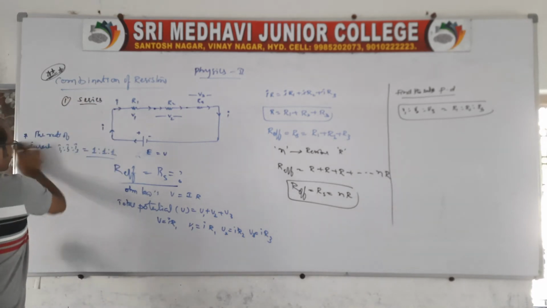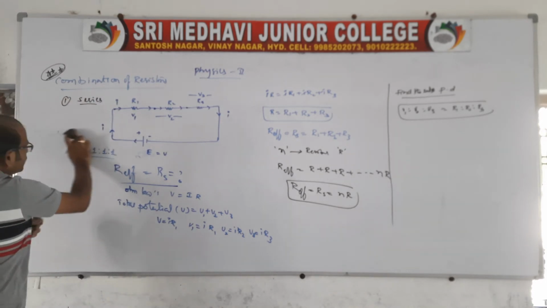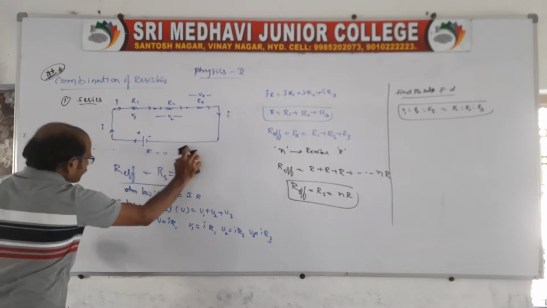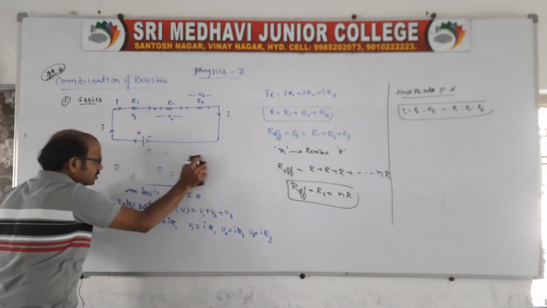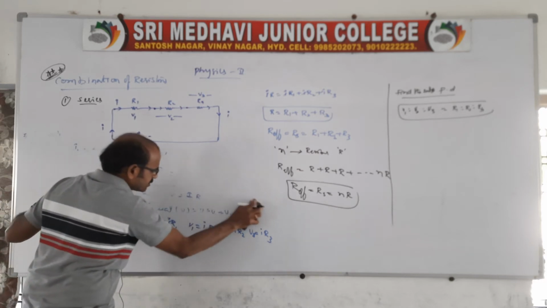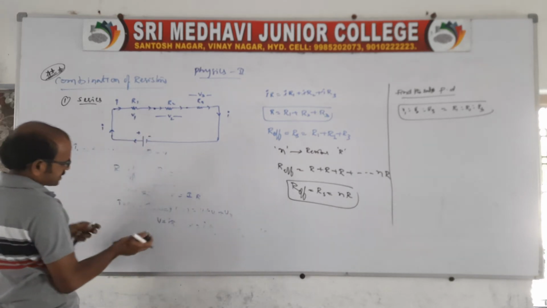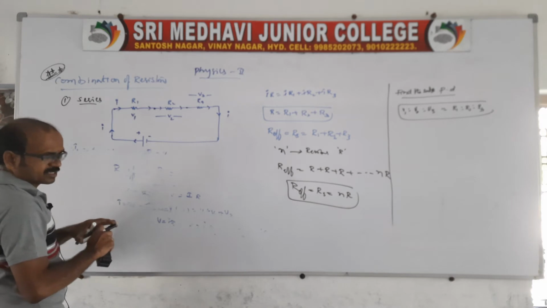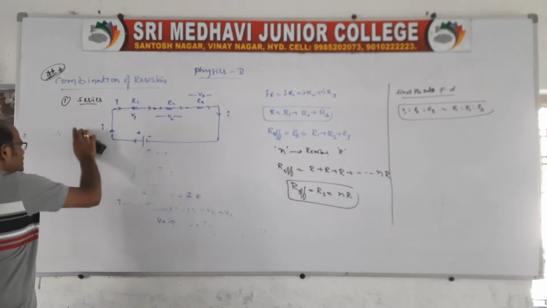Remember, series means the flow of current is the same through all the resistors. If it is the same, then we can call the combination a series combination. This is a very, very important piece of information in the case of a series combination.